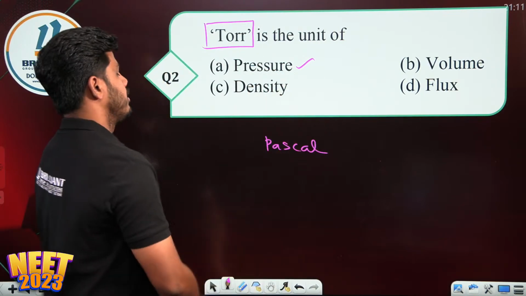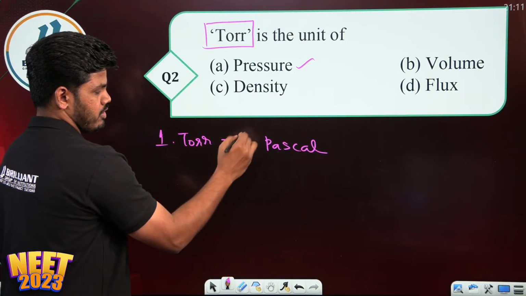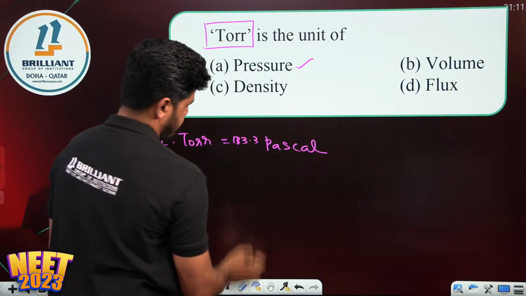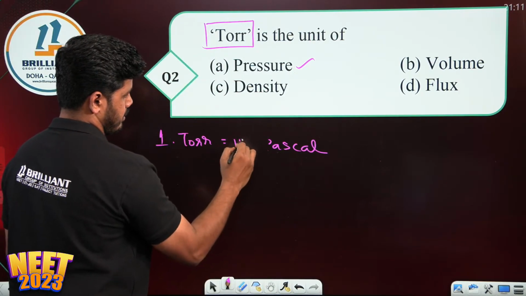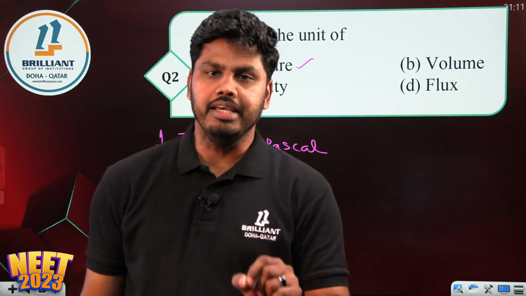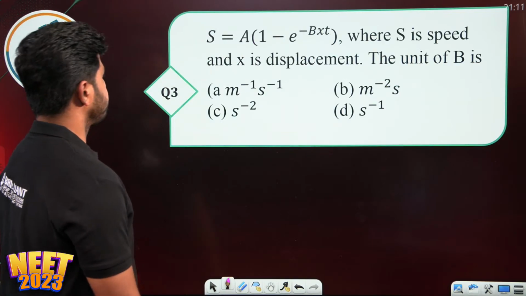Pascal. And we have 1 Torr is equal to 133.3 Pascals. That is the relation anyway. But Torr is the unit of pressure, the first option. Correct. Moving on to the next.